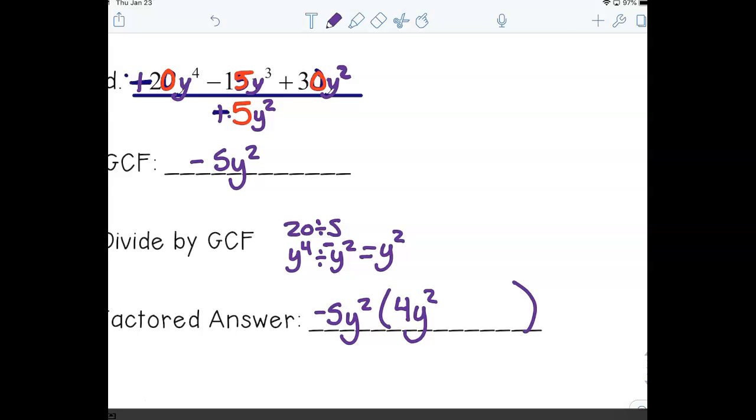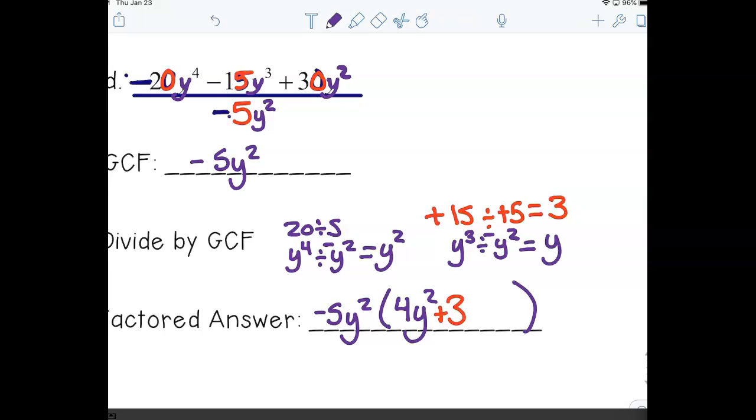Let's do it again. This time I'll keep my colors. Okay, so I have a negative 15 divided by negative 5. Keep in mind that negative is still there. We're reusing and reusing. This gives me a positive 3 because a negative divided by a negative cancels. I had a y to the 3rd divided by a y squared. That results in me canceling as much as I can, which gives me 1 y left over.